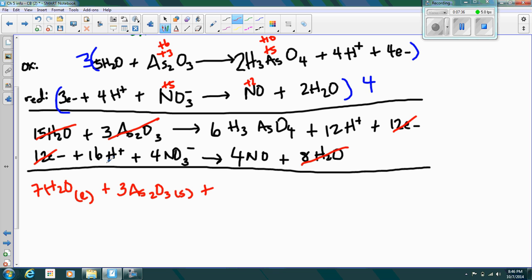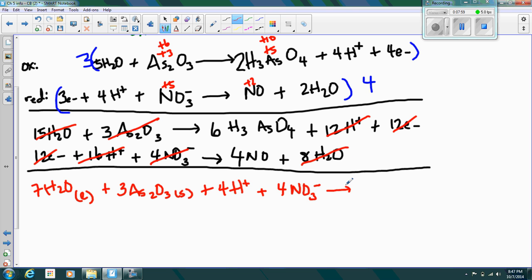Then I can go on to my 16 hydrogen and 12 hydrogen. So I'm going to subtract that here. 16 subtract 12 is going to give me my 4 hydrogen ions. And then I'm going to add my 4 nitrate ions. And I'm done with my left-hand side. So my reactants are complete.